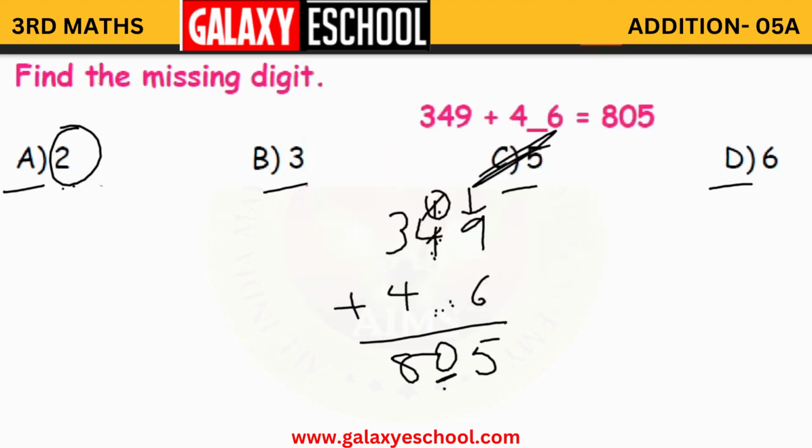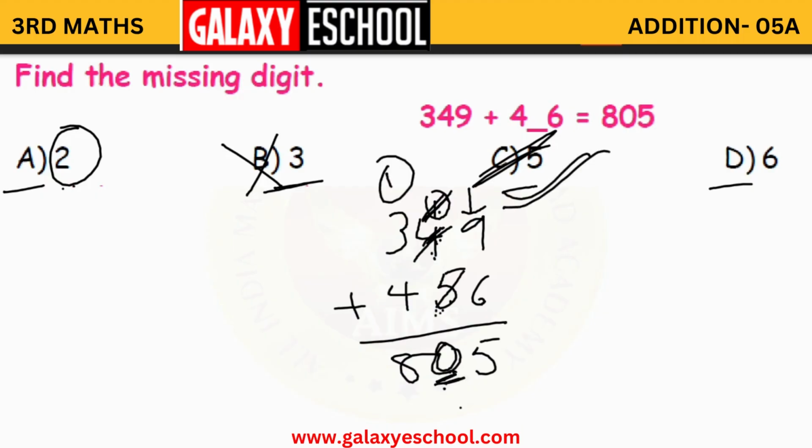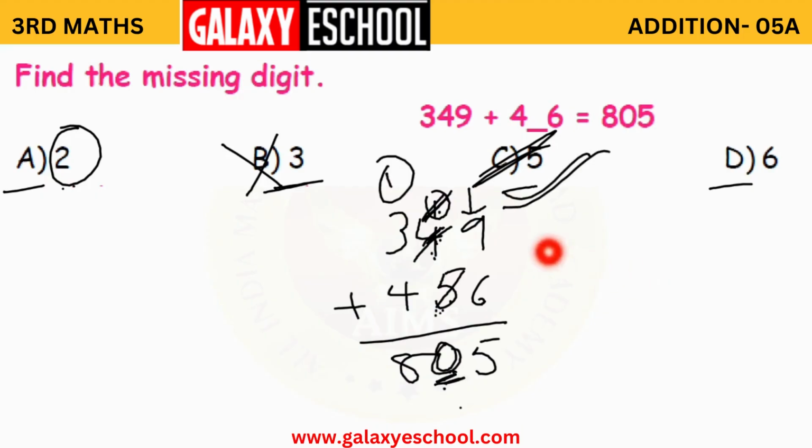Now let us look at next number 3. If we keep 3 here, again 1 plus 4, 5, 5 plus 3, 8. Again we are having 0 here. So 3 is also not the correct answer. Now moving on to option C, 5. 1 plus 4, 5. 5 plus 5, 10. Yes, 0 here, 1 carried. We got 0 only. So option 5 is the correct answer. Whenever you don't know what might be the correct answer, you can try this method.